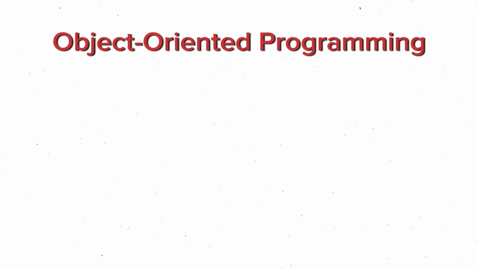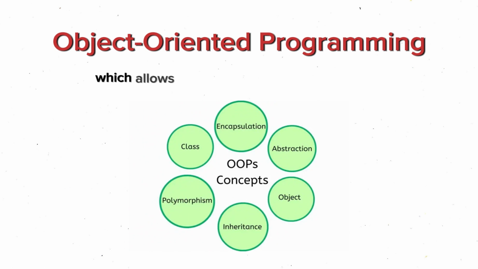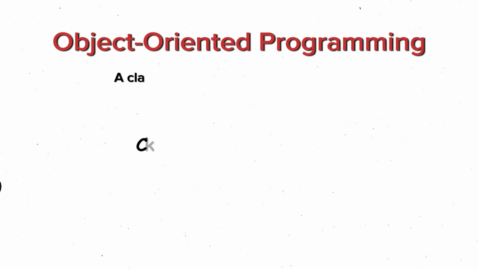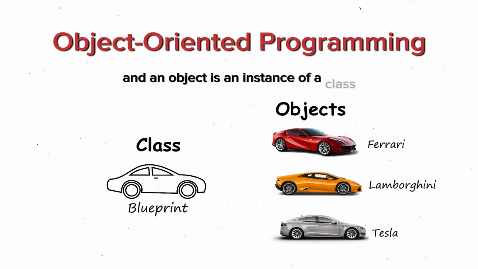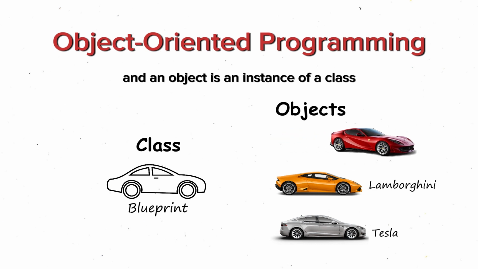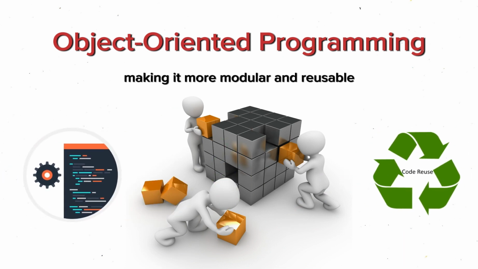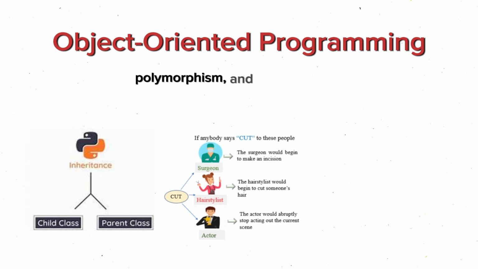Object-oriented programming. Python supports object-oriented programming, OOP, which allows you to create classes and objects. A class is a blueprint for creating objects, and an object is an instance of a class. OOP helps in organizing and structuring your code, making it more modular and reusable. It also provides concepts such as inheritance, polymorphism, and encapsulation.